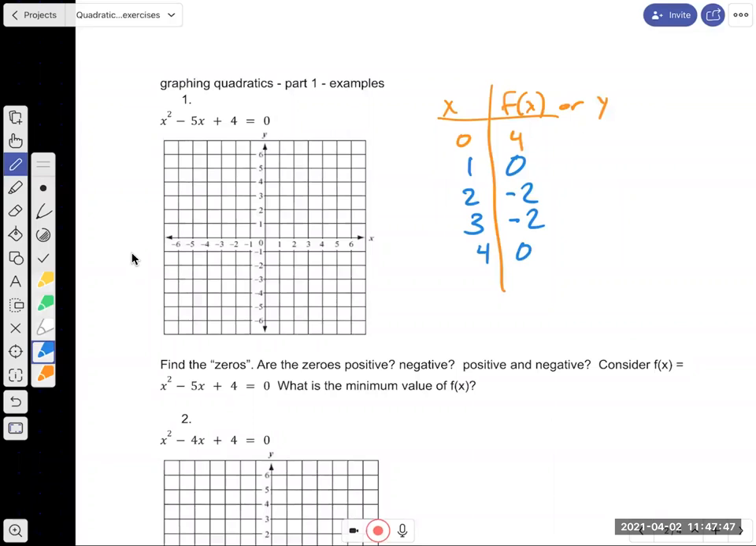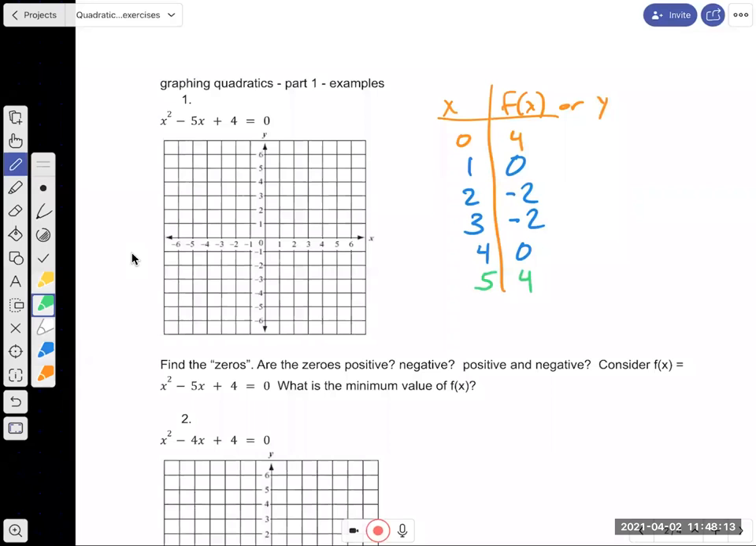And finally, if I put in a 5, I expect to get 4, for the symmetry of it. So when you look at that, you see how you're symmetrical around 2.5. So 2 and 3 are the same, 1 and 4 are the same. We think 0 and 5 are going to give us the same output. So input is x, and output is y, or f of x, same thing. So 5 squared, 25, minus 25 plus 4.